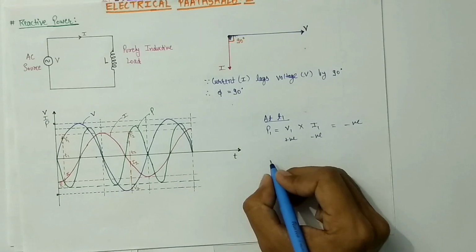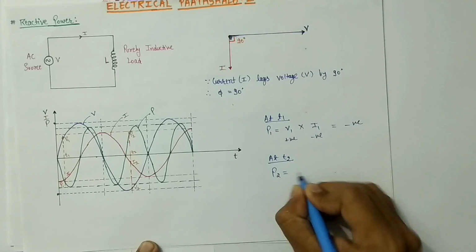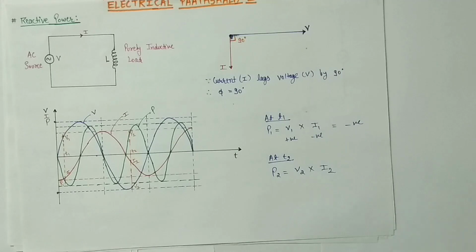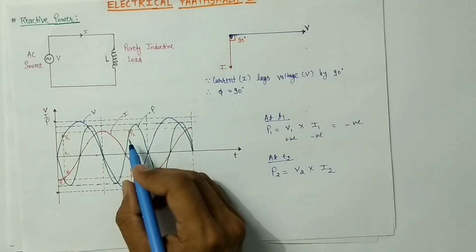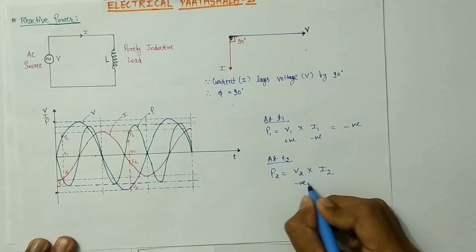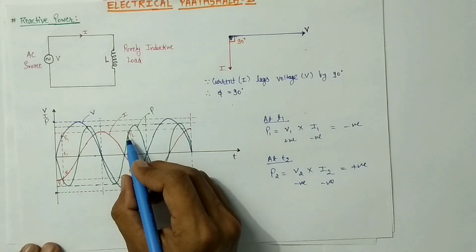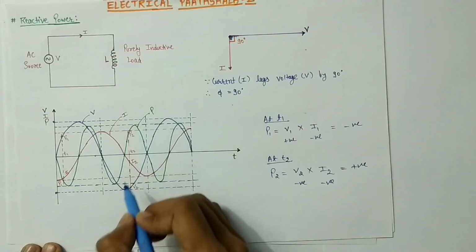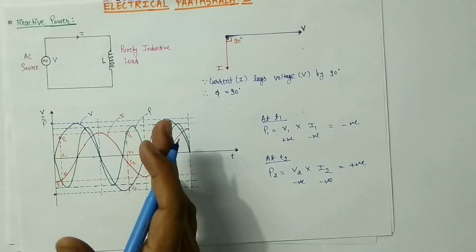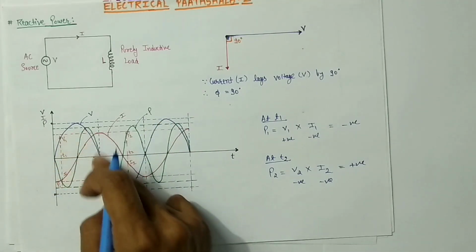Okay, now at some other instant T2, the instantaneous power will be P2, which will be the multiplication of V2 into I2 at that instant T2. Now here at T2, V2 is negative and I2 is also negative. Both of them are negative. Therefore the product will be positive. And you can see here in the waveforms that the instantaneous power at this very instant T2 is positive. So you can measure instantaneous power at other instants, and hence we will draw the power waveform.